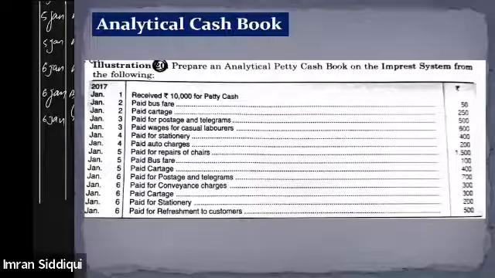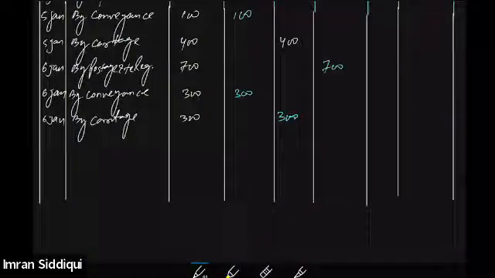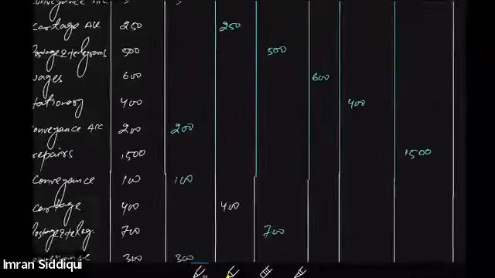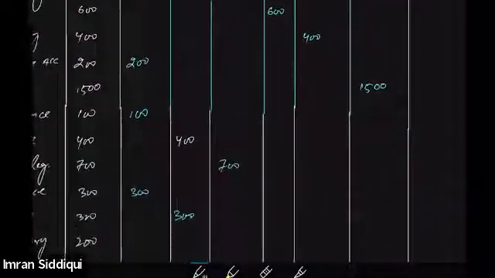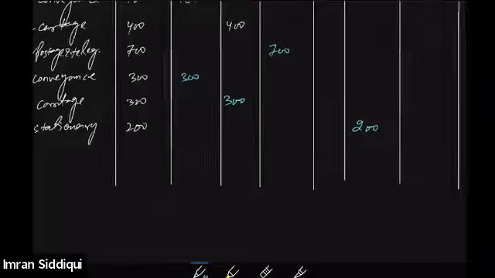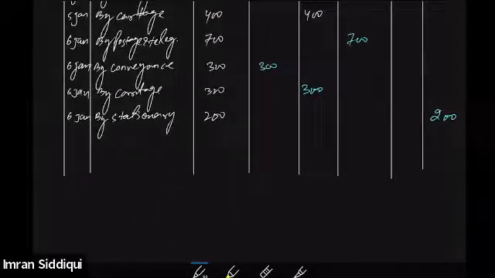Then one more transaction I've incurred on January 6, paid for stationery 200. But we already have a column for stationery expense. I can directly record that in the column of the stationery. Here we go, 200. Right, everybody understood this point? Yes or no? Say yes or no. Yes, yes.